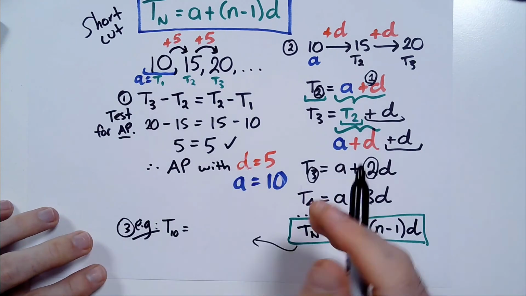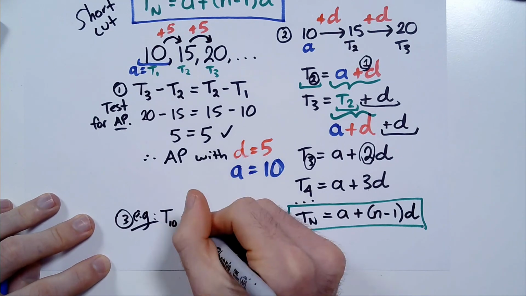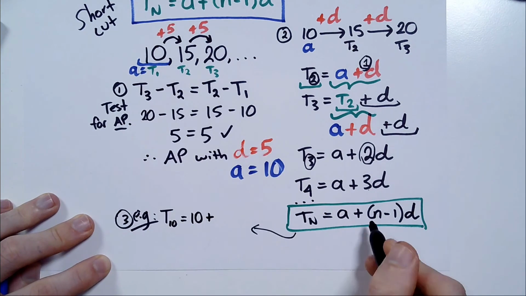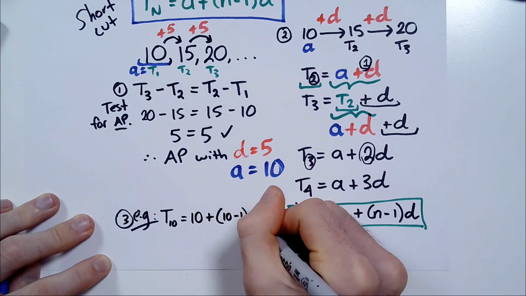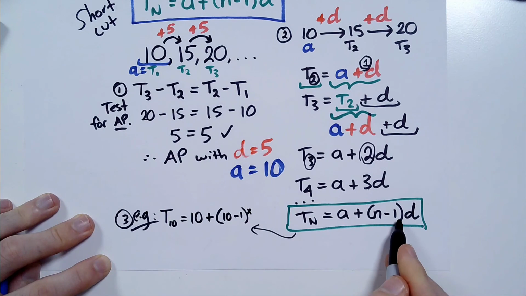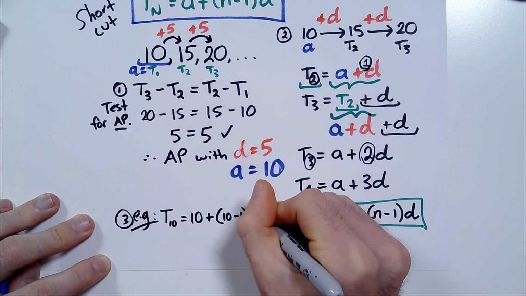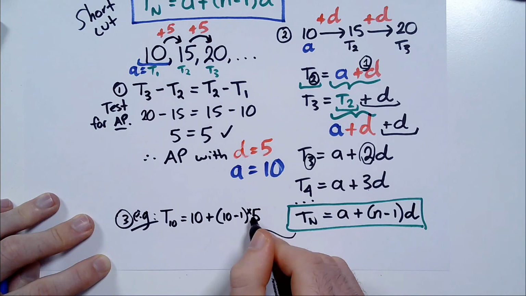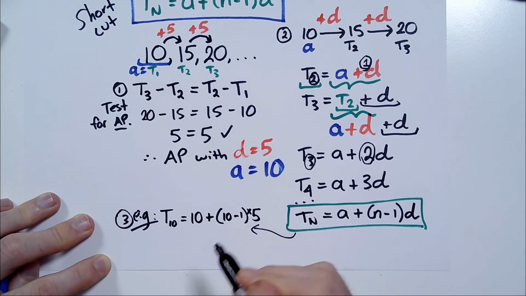and just keep adding 5 each time, I can just go T10 equals A, which is 10. Remember, the first term is A, plus n minus 1 in brackets. Important to do the brackets, which is 10 minus 1 times, there is an invisible times between the bracket and the letter D, so I can just write in times for your understanding. Times the difference, and the difference here was positive 5. If it was negative, I would have to include a negative. So you'd be multiplying by negative 5 if it was going down by 5 each time.